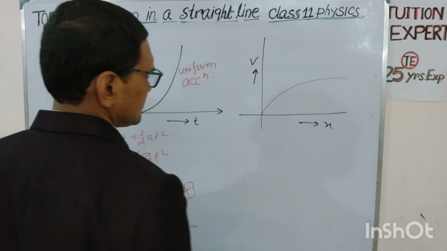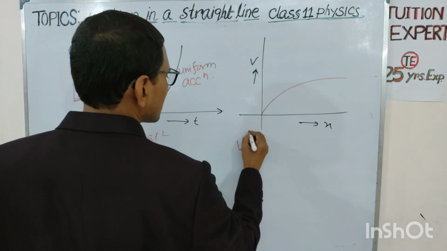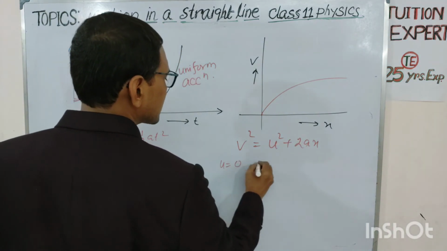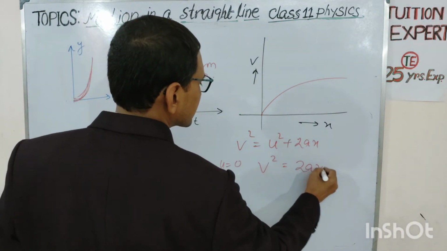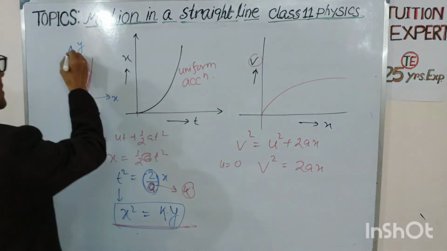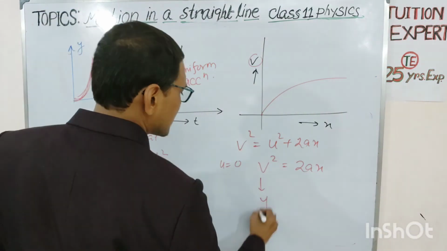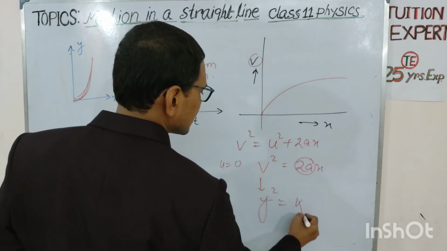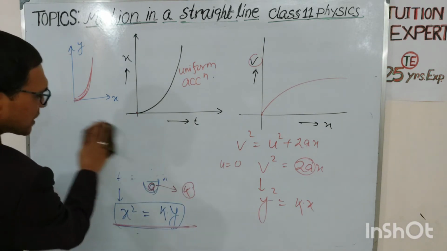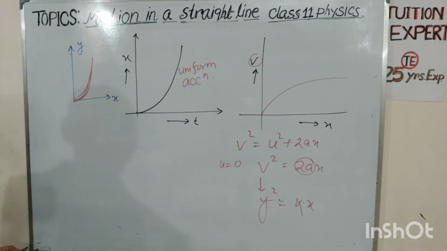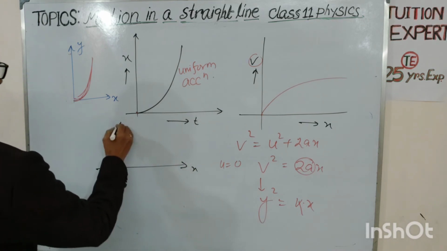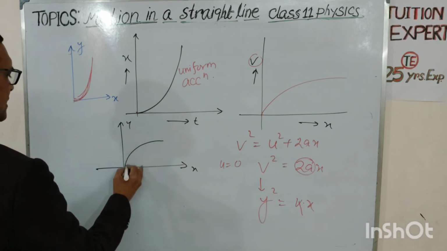In a similar way, we know the equation of motion v square equals u square plus 2ax. If u equals 0, the equation becomes v square equals 2ax. Now v is along the y-axis, so this is y square and 2a is k, so y square equals kx. Now what is the graph of y square equals kx? I have already discussed it in the parabola portion in coordinate geometry. The graph of y square equals kx is this way.